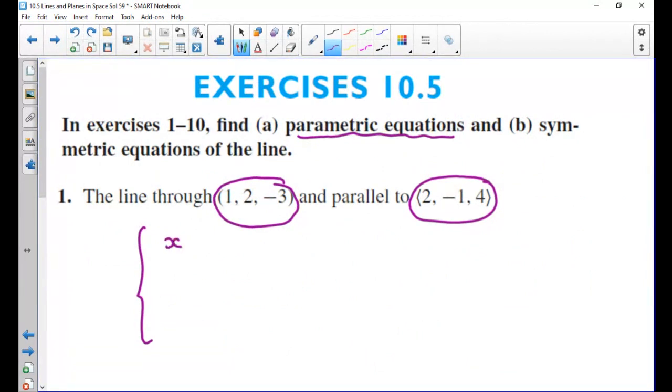So x minus 1 equal to 2t. And then y minus 2 equal to minus t, yes? And z plus 3 equal to 4t, like this.